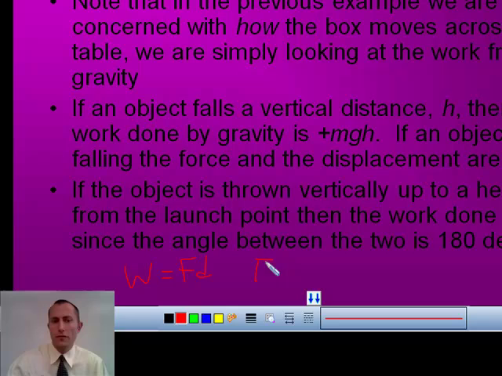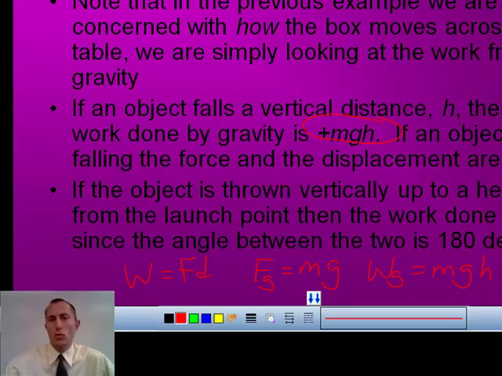and the force of gravity is equal to the mass times the acceleration due to gravity. Then we have the work done by gravity equal to m times g times the change in height, which is where this comes from.